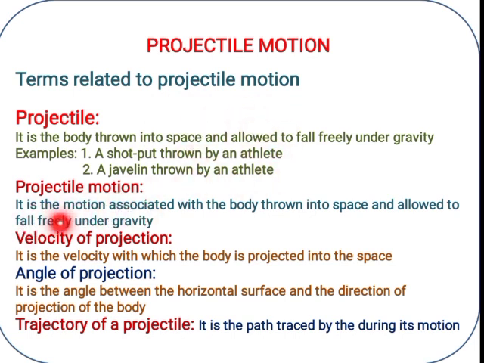Projectile motion means it is the motion associated with a body thrown into space and allowed to fall freely under gravity. Velocity of projection. It is the velocity with which the body is projected into space. Angle of projection. It is the angle between the horizontal surface and the direction of projection of the body. Next one, trajectory of a projectile. It is the path traced by the body during its motion.